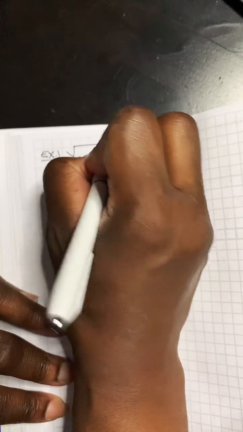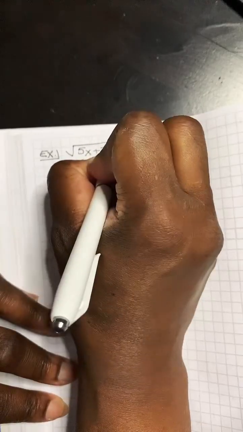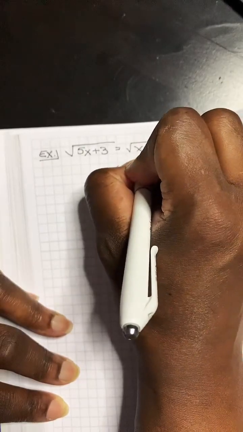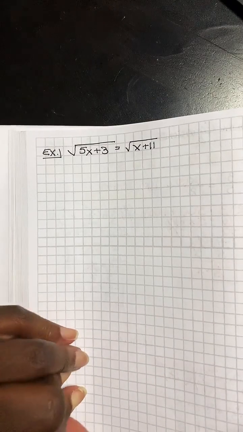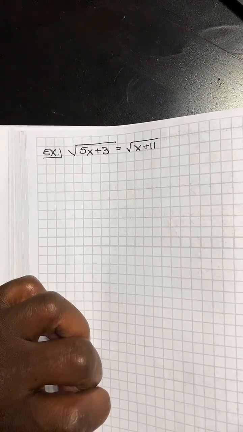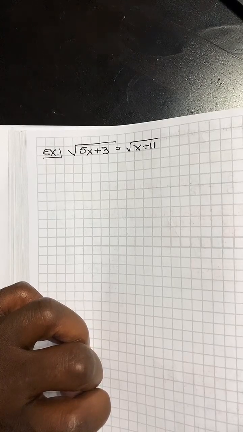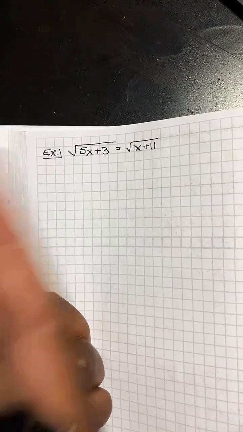All right. So we have the square root of 5x plus 3 equals the square root of x plus 11. Now, based off of what we've been talking about, if you could take a guess, what do you think you would have to do first, besides pray and run and just give a middle finger to the work in front of you? I've done that so many times as a student. Like, why am I doing this?